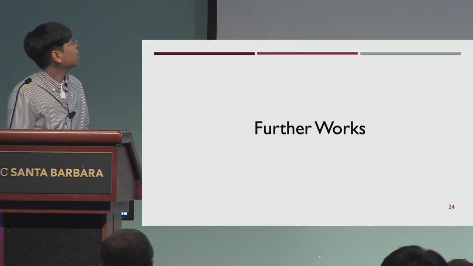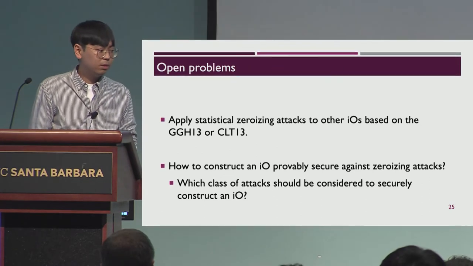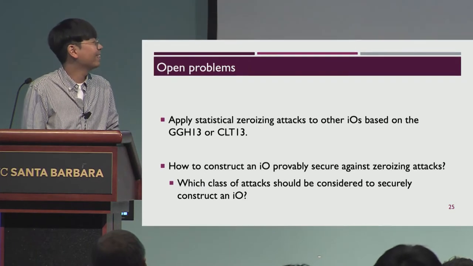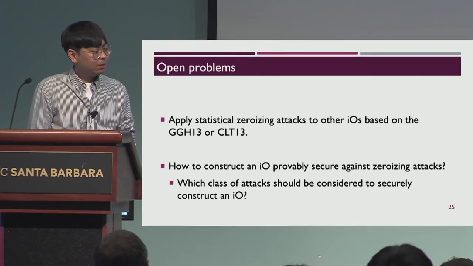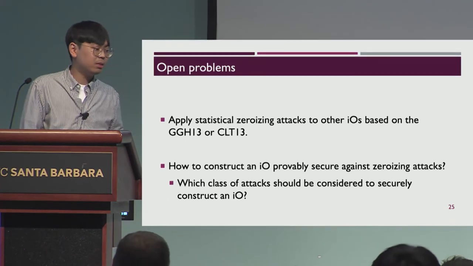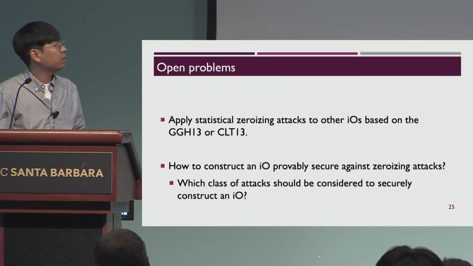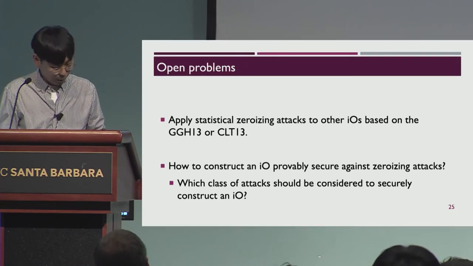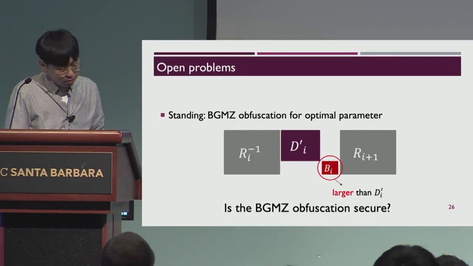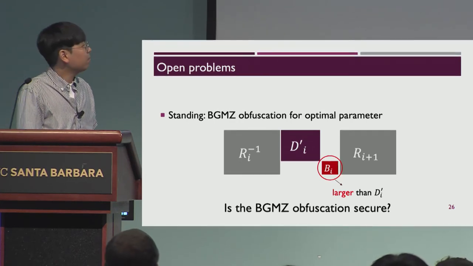Now I'll talk about further work. The first is how to apply statistical zeroizing attacks to other obfuscations based on GGH13 or CLT13. To the best of our knowledge, it seems to be impossible because their structure is too different. The next question is how to construct an obfuscation which is provably secure against zeroizing attacks. Moreover, which class of attacks should be considered to construct an obfuscation? We need to consider at least two types of attacks, algebraic zeroizing attacks and statistical zeroizing attacks. However, we don't know anything more. The BGMG obfuscation for current parameters is still secure against unknown attacks. So our last question is: is the BGMG obfuscation secure?